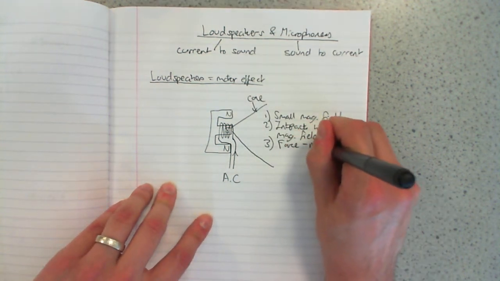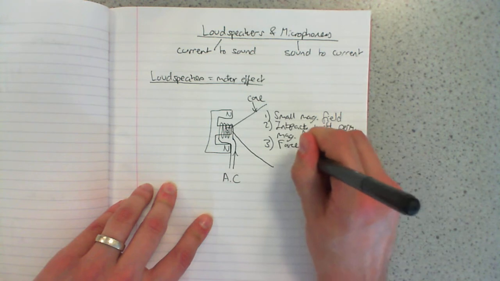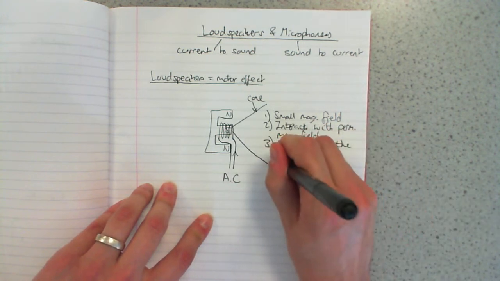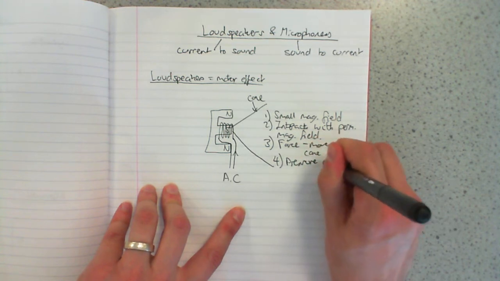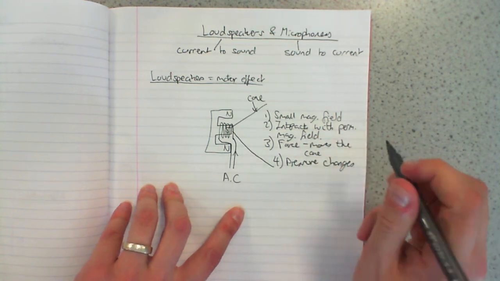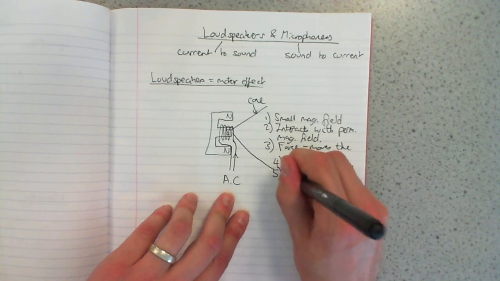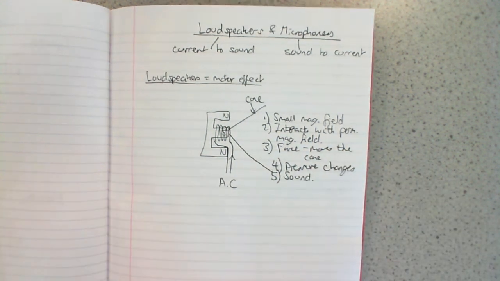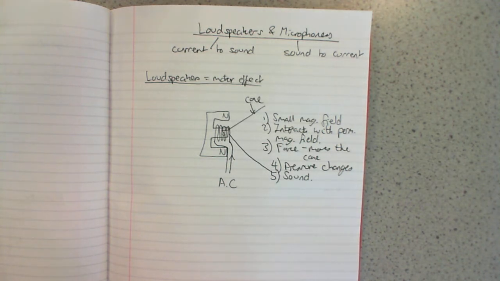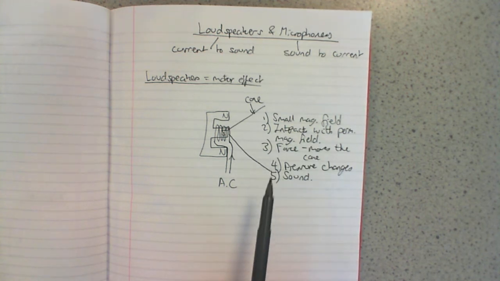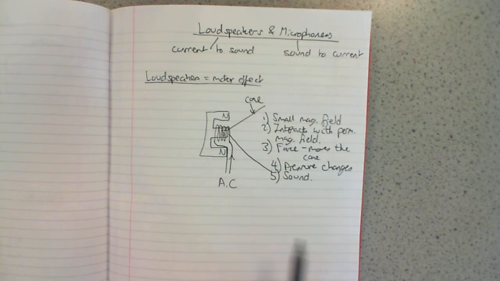Force moves the cone, and when the cone moves, that creates pressure changes, and pressure changes create sound. And the reason why these pressure changes create sound is because this alternating current is constantly going in alternating directions, either up and down, left to right, depending on which way you want to look at it.